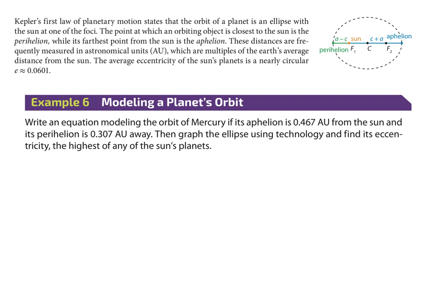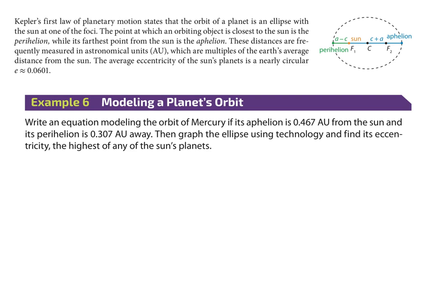So it is the most elliptical of the planet's orbits, all right? So when we're doing this one, the first thing we're going to do is consider the fact that if we add these two together, we should get the entire distance of the major axis. If we add how far it is to the closest point and how far it is to the furthest point, we should get the entire distance of this major axis.